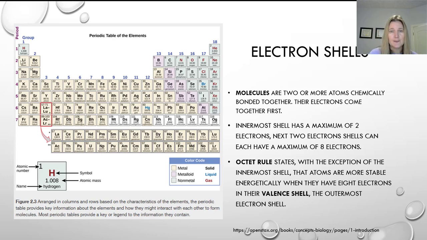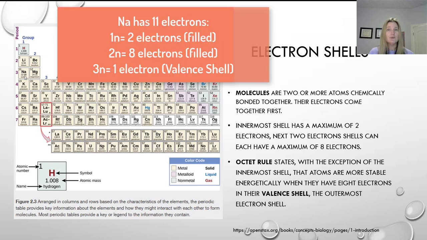Something like sodium, same thing. Okay, sodium has 11 protons, so if it's a neutral sodium atom, it also has 11 electrons. So 2 of its electrons will fill the innermost shell, 8 electrons will fill the second shell. So now we have 10 already accounted for. And then it moves into the third shell where we just have 1 electron.